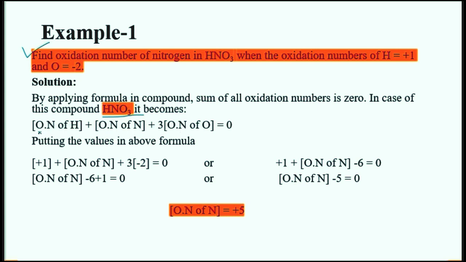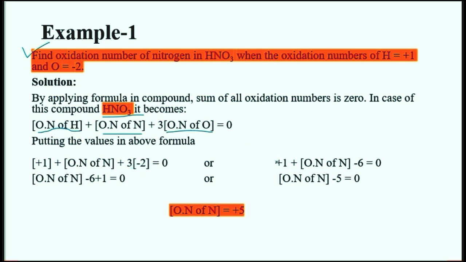We write the oxidation number of hydrogen, the oxidation number of nitrogen, then 3 times the oxidation number of oxygen, and that is equal to 0. As we are familiar, the oxidation number of hydrogen is +1, and the oxidation number of nitrogen is what we are going to find. The oxidation number of oxygen is -2 and there are 3 atoms of oxygen.